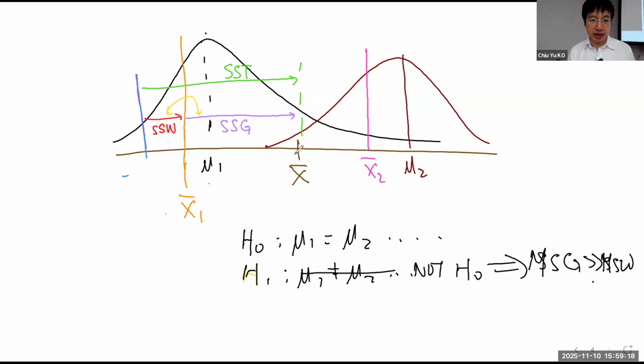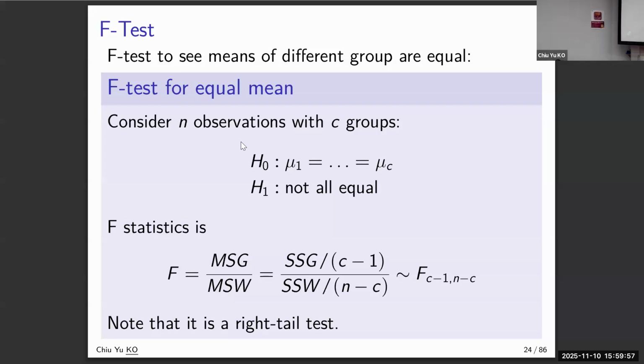Okay, to repeat, let me say it again. If mu1 and mu2 and all the mu are very different, then this guy will be very big because it will contain the information that they are far apart from each other. If they are located at the same place, then MSG is the same as MSW, because they're both capturing sigma squared. That's why we do that. Of course, if you don't really get it, it's okay, because when I studied that, I didn't really get it either, but at least I know how to operate it.